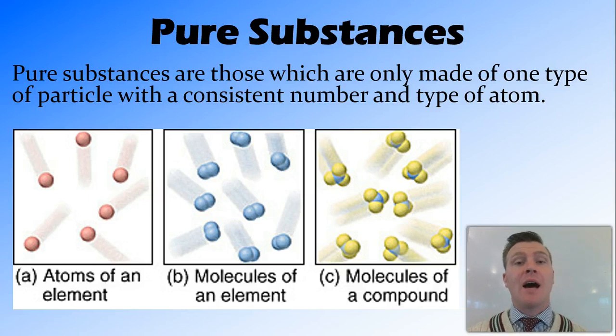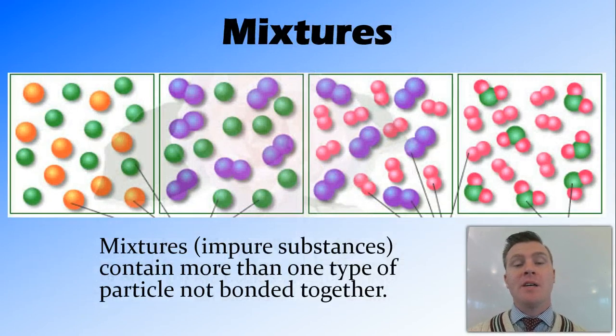So we could have pure carbon dioxide. Now, carbon dioxide is when a carbon atom and two oxygen atoms bond together to make that particle or that compound. But if we have only those carbon dioxide compounds in a particular place, that is a pure substance. So we can have pure carbon dioxide gas. The opposite of a pure substance, the impure substance, is called a mixture. And this is where we have more than one type of molecule in the same place but not bonded together.